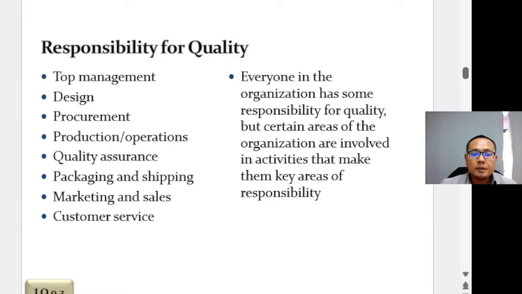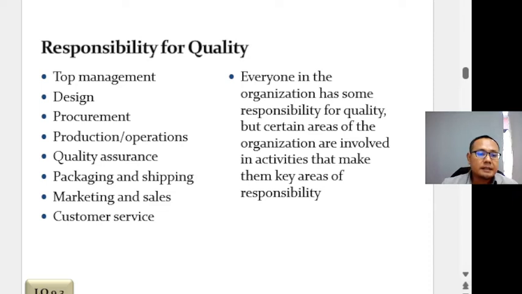And then production or operation has a responsibility to ensure that processes yield product and service that conform to design specification. And that's quality assurance. Quality assurance is responsible to gather and analyze data on problems and work with operation to solve a problem.